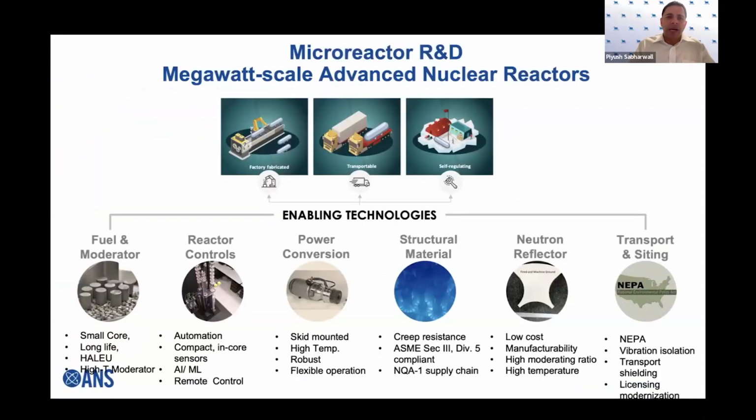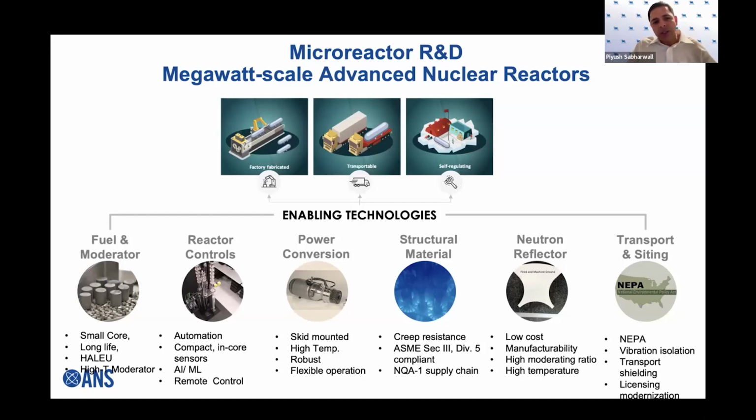Now, this Microreactor R&D, if you look at what areas are we working on? As I mentioned, the key attributes include being factory fabricated. If you have these attributes, mainly the factory fabrication, it helps you bring down your overnight capital cost, which is a big plus for these small energy systems.